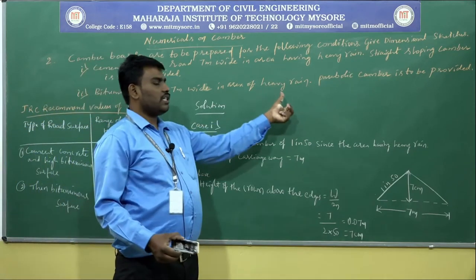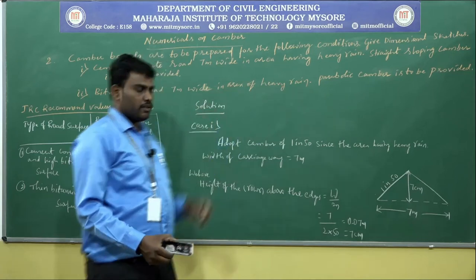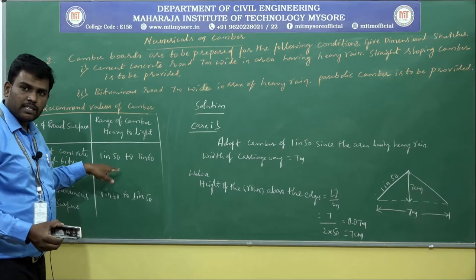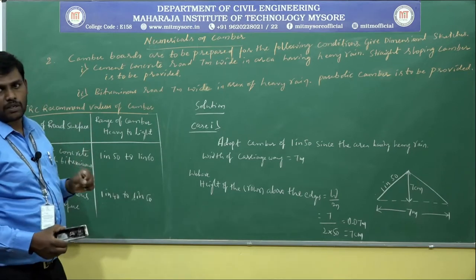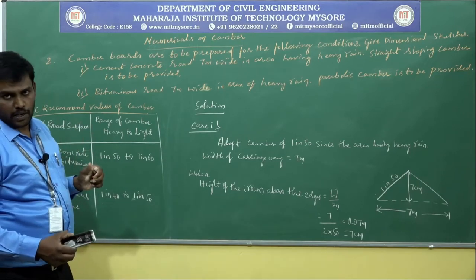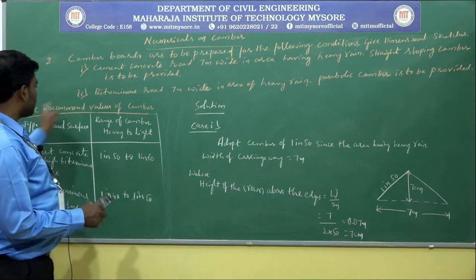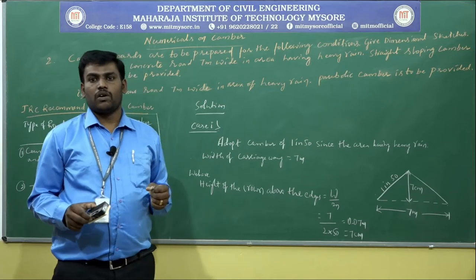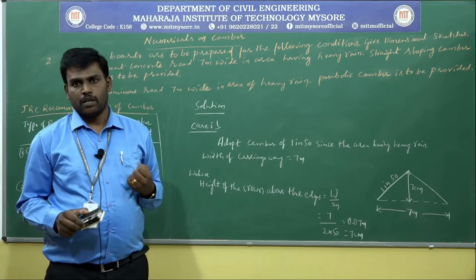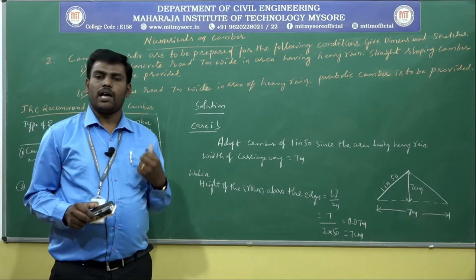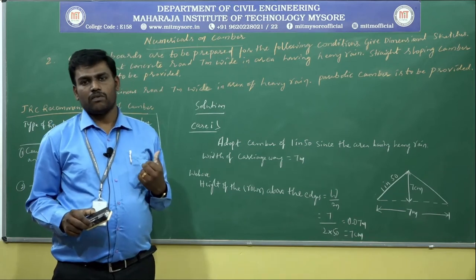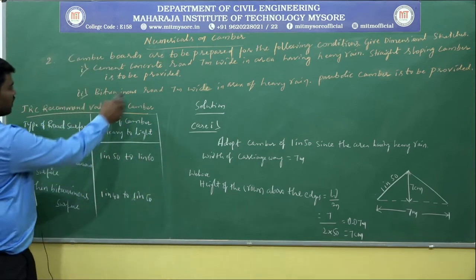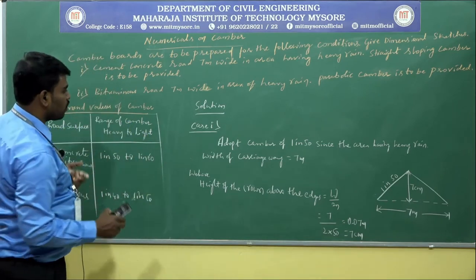Then they have mentioned that the area is having heavy rain. So for high bituminous surface, for heavy rain, the amount of camber is 1 in 50. Okay, and this table, the IRC recommended values of camber, may not be given in your exam. You should know the IRC recommended values of camber. Is it clear? Okay, for the second case also, the amount of camber is 1 in 50.